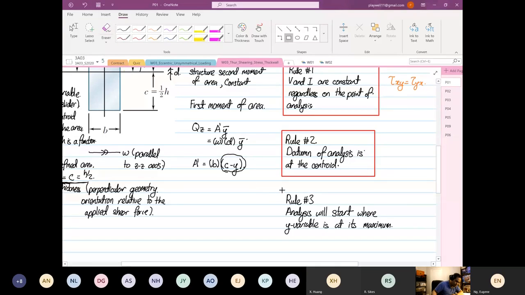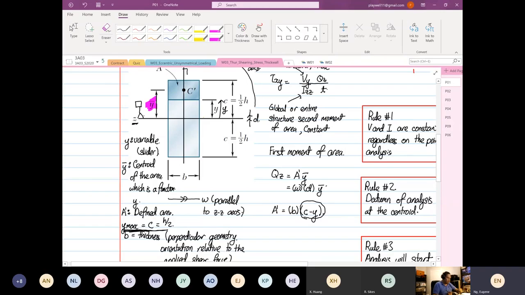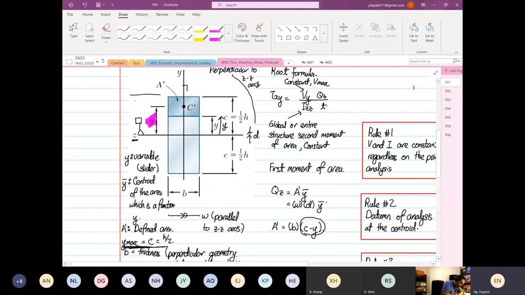And what do I mean by that? We know that Z is our datum. The symbol for datum is like this, if you do engineering drawing. That's our Z. But when we carry out our analysis, it will start when the Y variable is at the maximum. So this is the analysis direction. If you do from the bottom bit, if you want to consider this area, the analysis direction will be the other way.